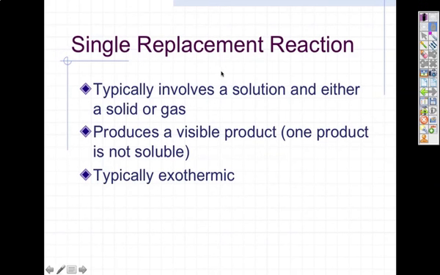We also have single replacement or displacement. Those words can be used interchangeably. So again, you might want a flashcard that has single replacement synonym, and on the other side says single displacement. It typically involves a solution in either a solid or a gas. So the gas would be pumped into the solution, the solid would be put into the solution. It's going to produce a visible product. So one product that is not soluble, not going to dissolve in the aqueous solution. And it's typically exothermic.